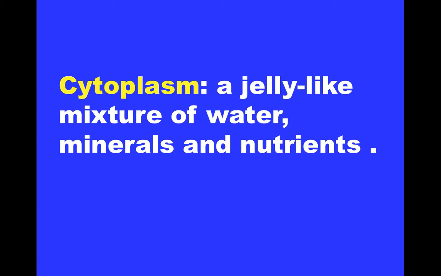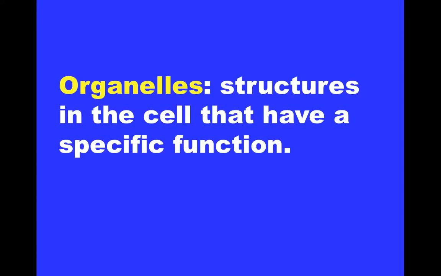The second thing that all cells have in common is that they have what's called cytoplasm. Cytoplasm is a jelly. It's a mixture of water, minerals, and nutrients. And in fact, the jello or jelly that you eat is typically the cytoplasm of fruits. Inside that cytoplasm, most cells, other than bacteria, have organelles. And these are structures in the cell that have a specific function. And we're going to talk about each of those structures in turn and what their specific function is.